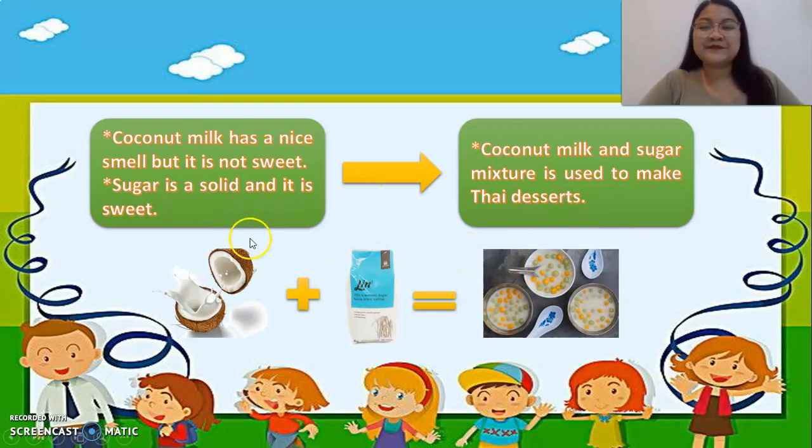Okay, so again, for number one, we have coconut milk and sugar. So when we combine or mix two or more materials, it is called a mixture. Again, when we combine two or more materials, it is called a mixture.